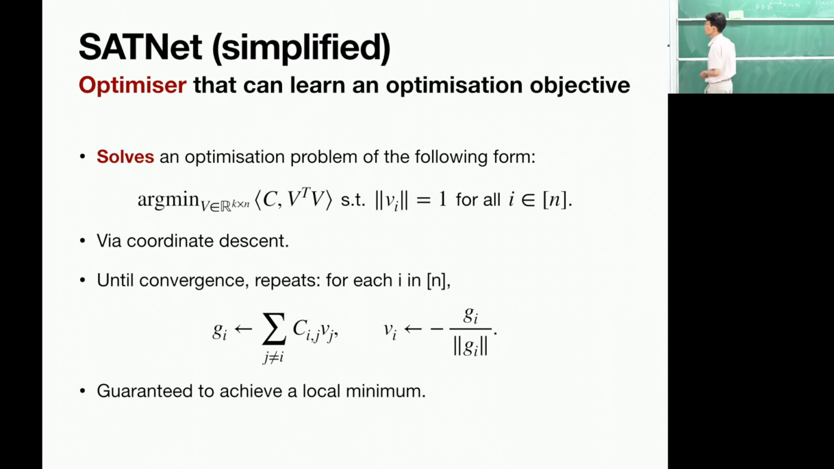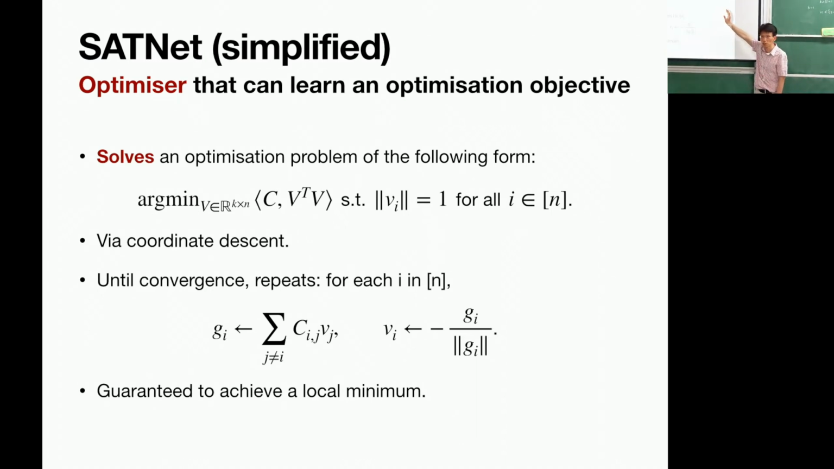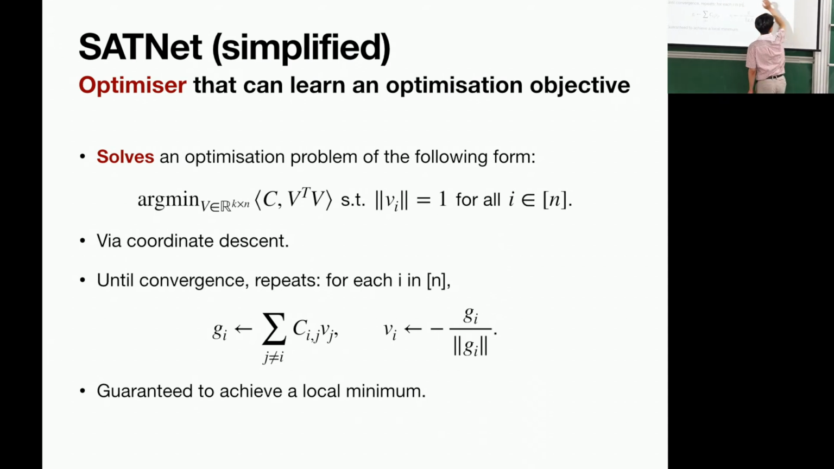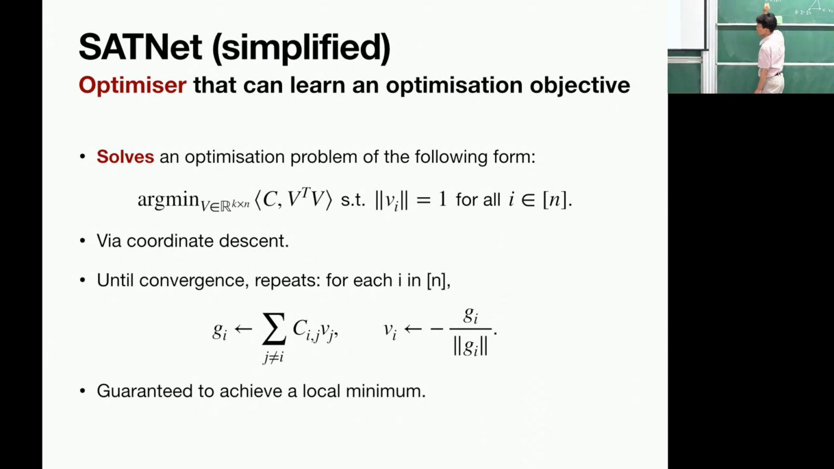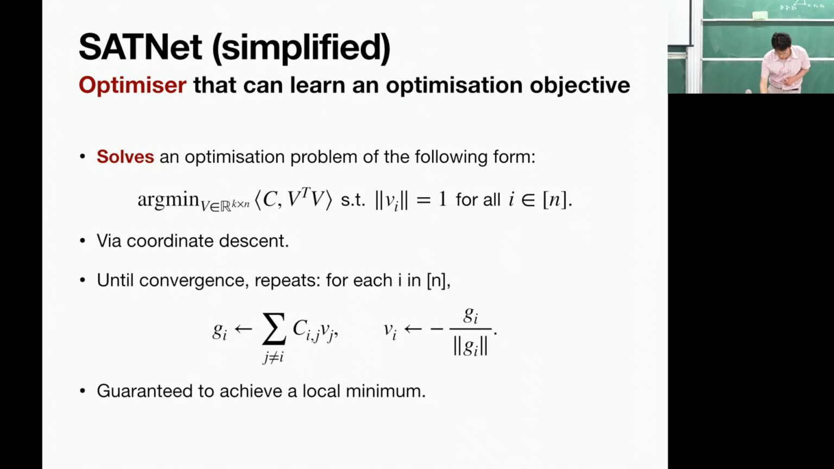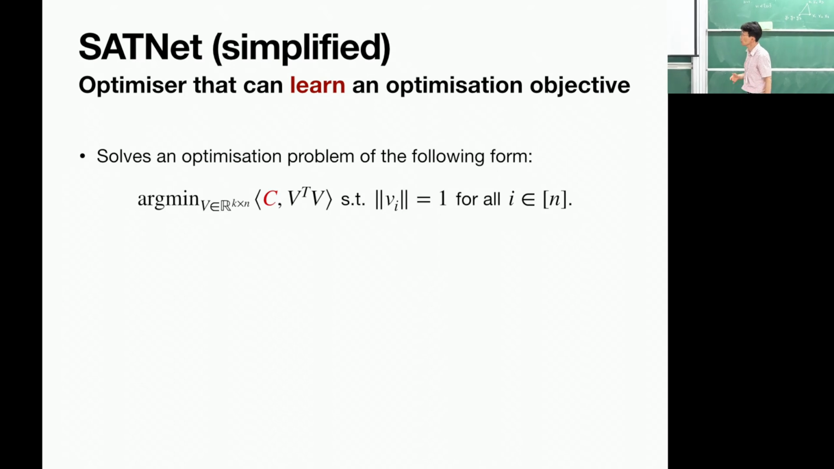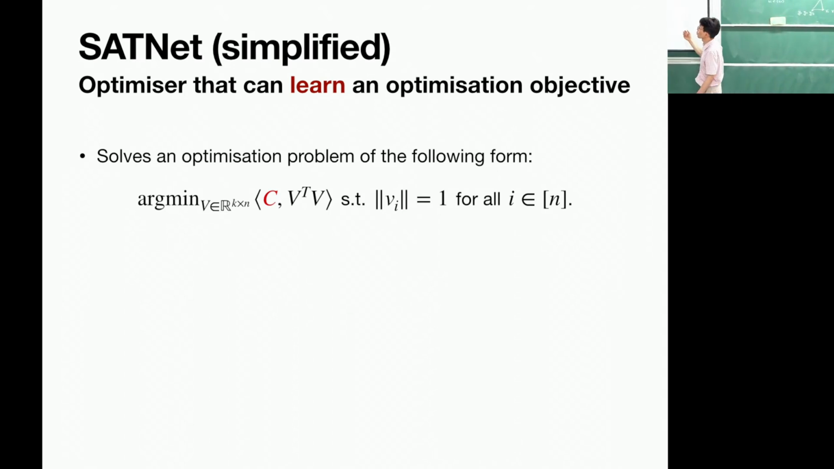But the interesting bit about this optimization algorithm is that it is a mapping. Given some part of v, which is the input part, it produces the output part. So it's a mapping from the input v's to the output v's. And it turns out that it is also differentiable, so we can use that fact to learn C. Here's how it works.